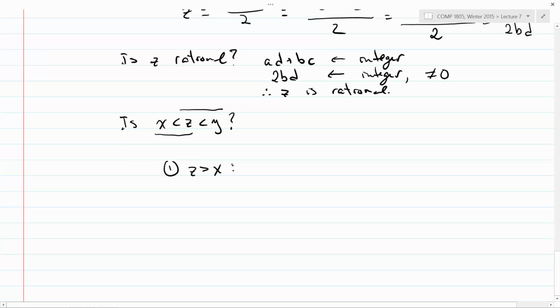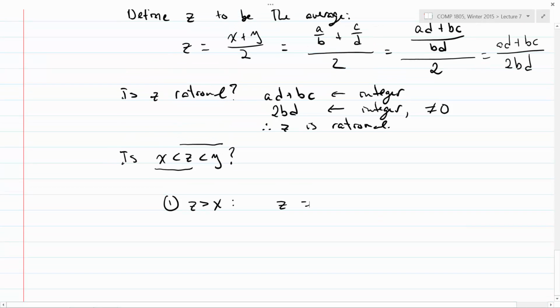All right, so to prove an inequality, what you do is you start on one side of the inequality and work your way to the other side. So I know that z is equal to something. Z is equal to x plus y over 2. That was the definition of z. And I want to prove that z is bigger than something. What's something that's definitely bigger than x plus y over 2?